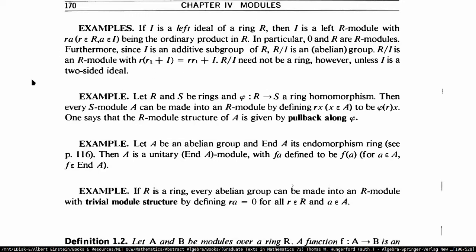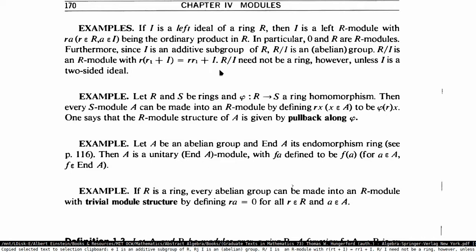I is an ideal, so you have an additive subgroup of R from I. Now R mod I, the quotient ring, is an abelian group, right? But here R mod I is an R module where you define this multiplication with the cosets. So r times (r1 plus I) is a coset in this quotient ring, and the multiplication is as we usually do in ideals. He says this doesn't have to be a quotient ring, but it's a quotient ring when your ideal is two-sided, right? So you can define the multiplication in both directions.